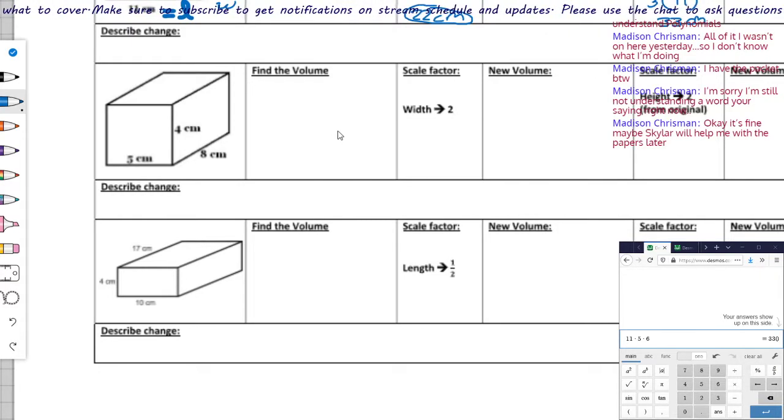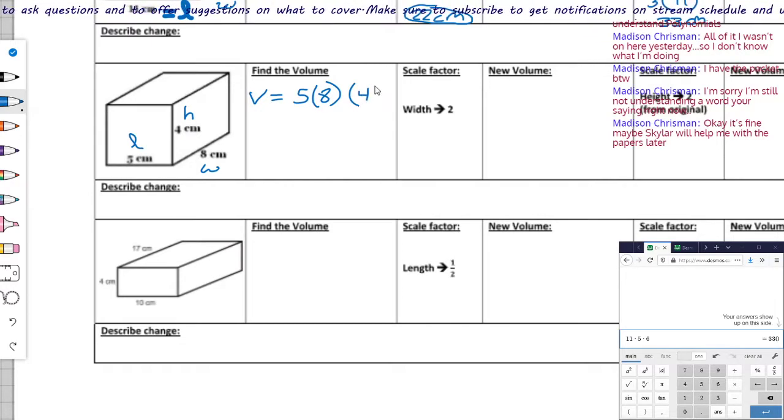Alright, so if we were to do the same thing then for this shape, again, I would label your dimensions. Again, I'm sorry if they're different than what I labeled on my notes that you all have in the packet. But we can make the 5 the length, the 8 the width, and then the height 4. So if we were to find the volume, doing 5 times 8 times 4.